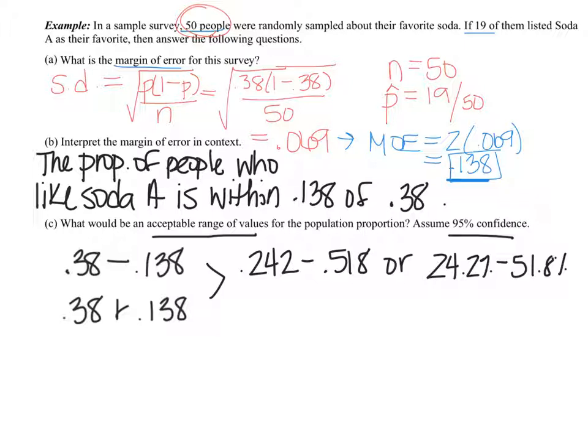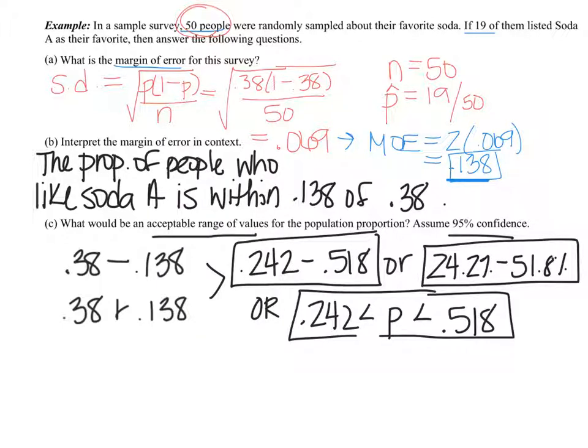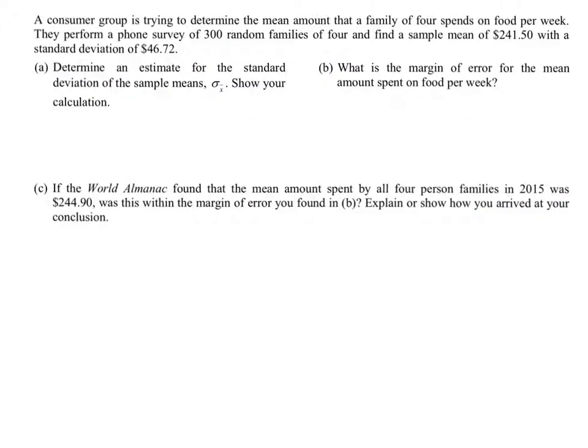You can also write this out using the symbol for population proportion and say something like 0.242 less than p, because lowercase p without the hat on it is from the population, less than 0.518. So any of these would be an acceptable way to represent your confidence interval. So just a regular interval, or interval of percents, or an actual inequality using the population statistic, I'm sorry. Okay, so that was one example, doing a margin of error and a confidence interval for a sample proportion. Here's another example.